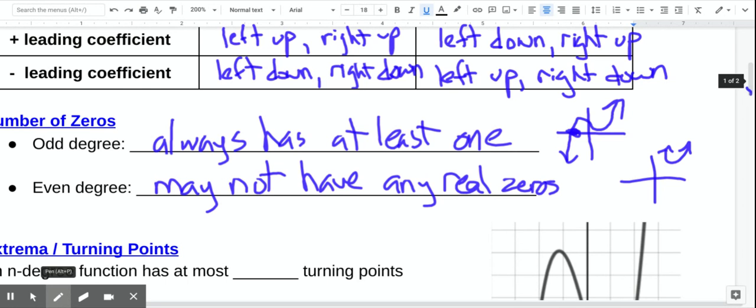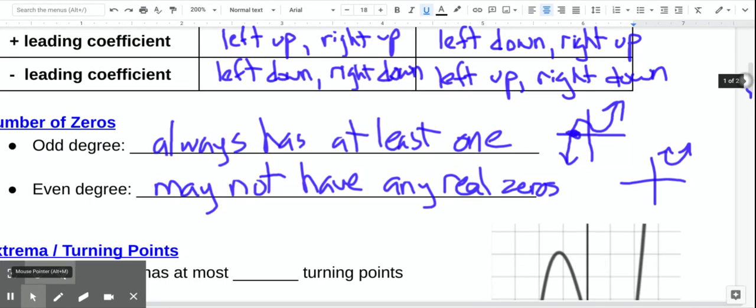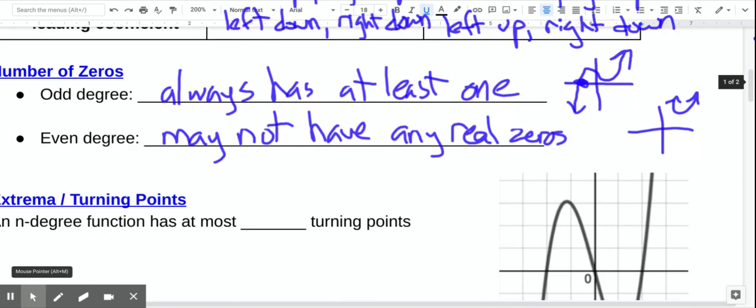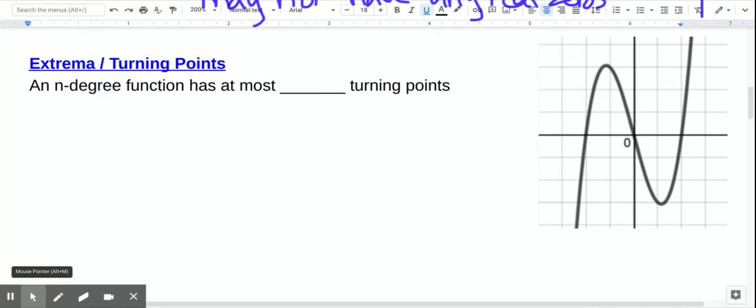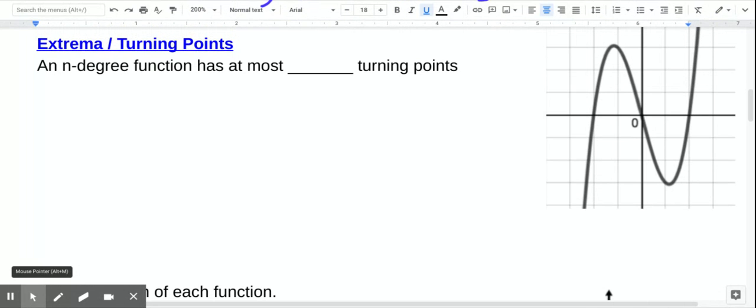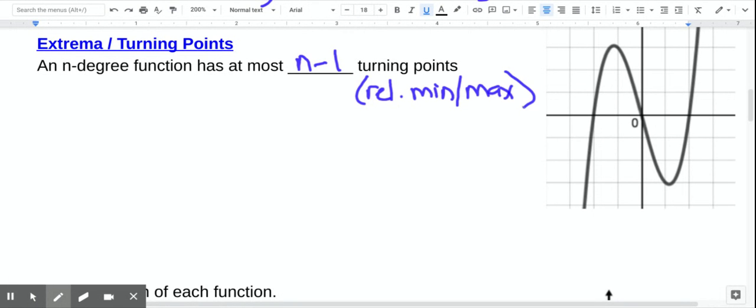And then a couple things that we talked about from a previous lesson is the number of turning points. We know that a degree 3 function has at most 2 turning points, or relative minimum or maximum. So any n degree has at most n minus 1 turning points. And remember, turning points are the same thing as relative minimums and relative maximums. Okay, so in the next video, we are going to put all of this together and use it to graph functions.